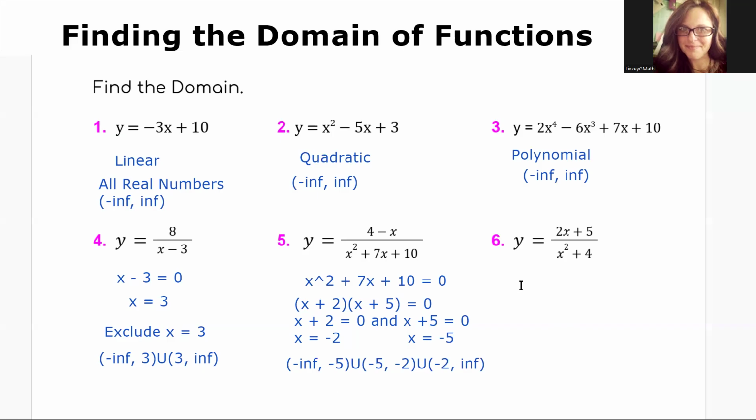Number 6, the denominator cannot equal 0. Oh, and this denominator will never equal 0. X squared will never equal negative 4, so there are no domain issues. Negative infinity to infinity is our domain, all real numbers. Moving on.